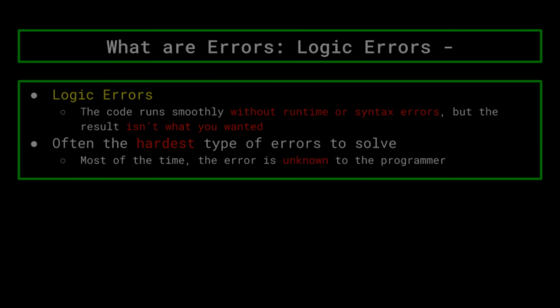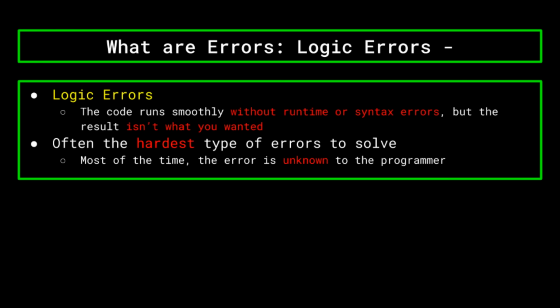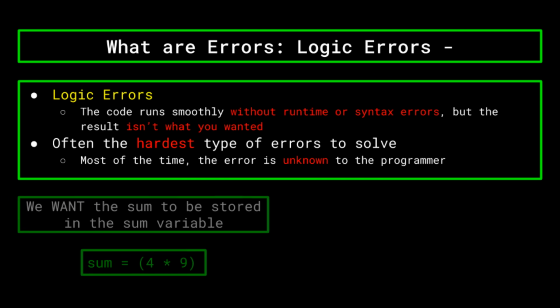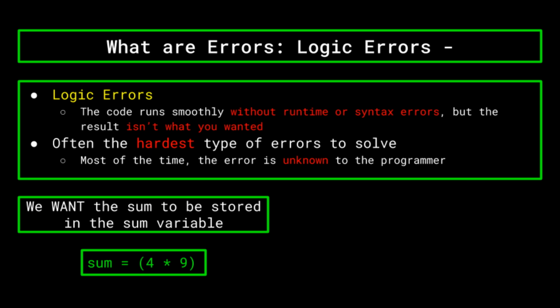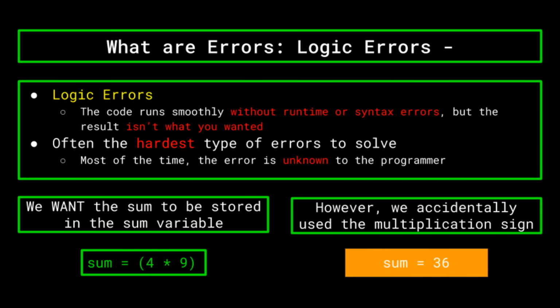The final type of error that we will be covering is a logic error. This error is also pretty self-explanatory. A logic error occurs when the code runs smoothly without any runtime or syntax errors, but the result that you get just isn't what you wanted. For example, let's say you had a calculator app, and you wanted to instruct the program to add 2 numbers, except it multiplied them because you used the multiplication symbol on accident. This leads to the sum being 36 instead of 13. Nothing went wrong with the code syntax, or runtime-wise. The code runs just fine, it just doesn't work as you had intended it to.